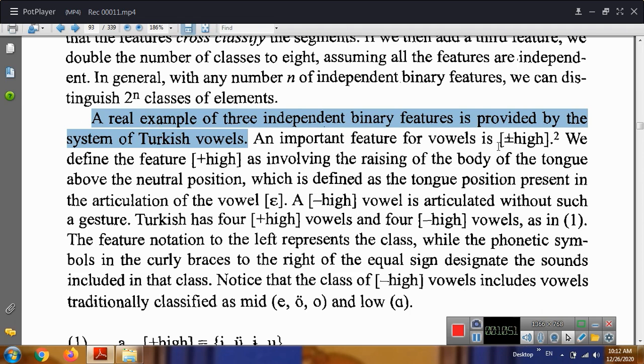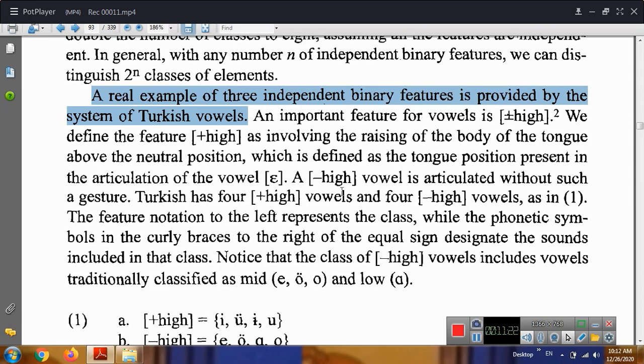An important feature for vowels is plus or minus high. Okay, one of the features of Turkish vowels is highness. Some vowels are high and some are minus high or low. We define the feature plus high as involving the raising of the body of the tongue above the neutral position, which is defined as the tongue position present in the articulation of the vowel, for example, in A. A minus high vowel is articulated without such a gesture.